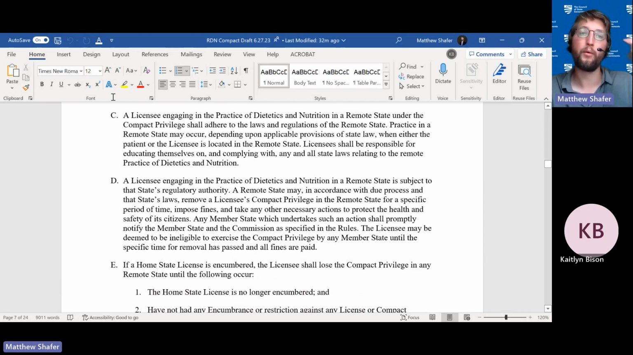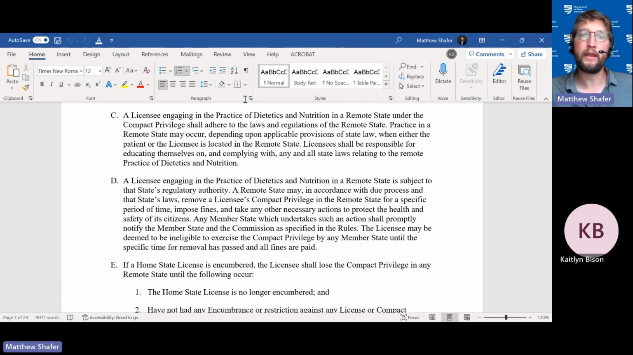C, this is a very important point. Licensees engaging in the practice of dietetics and nutrition shall adhere to the laws and regulation of the remote state where they're practicing. So this clearly states that the laws and rules that apply to a practitioner are dictated by where they are practicing. So if they're practicing in a remote state, they have to abide by all of that remote state's laws and rules.